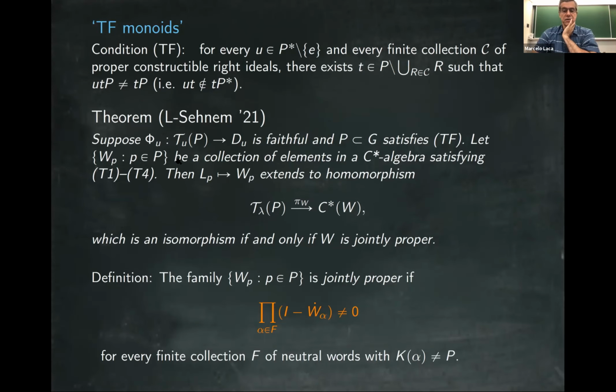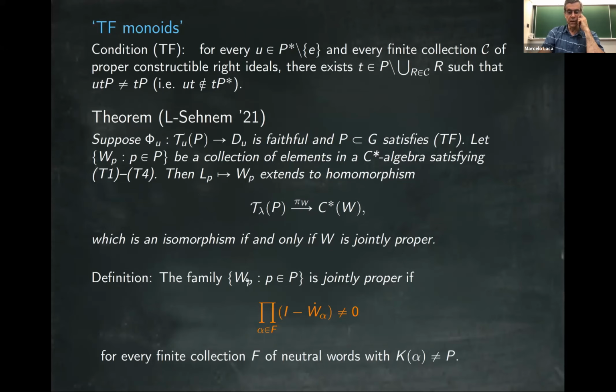If you have another collection of isometries, or of elements satisfying T1 through T4, then you can map L_P to W_P. That extends to a homomorphism from T_lambda to C*(W). And that will be an isomorphism if and only if W is so-called jointly proper. And jointly proper is just a small modification that works for constructible right ideals of the condition that we had to impose in the case of Cuntz's theorem from '81.